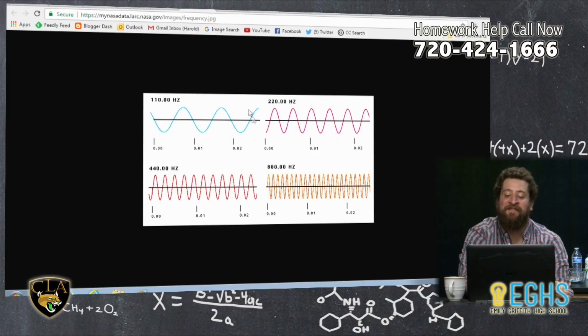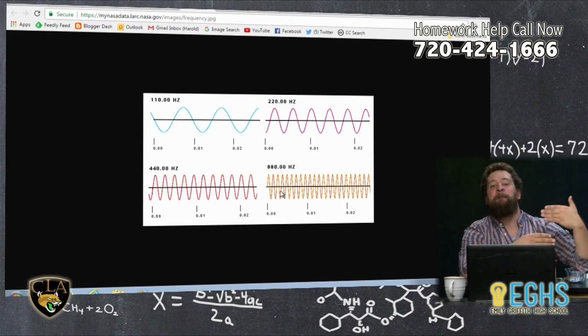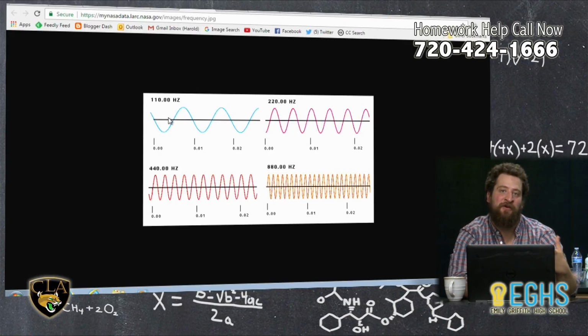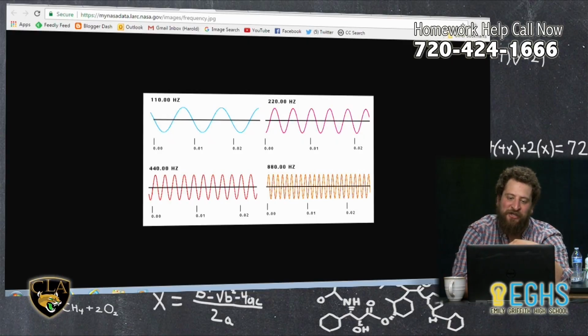But in the case of a wave like this 880 hertz wave, you get more wave cycles per second of time moving forward than you would with this 110 hertz wave. So that's sort of the distinction there.